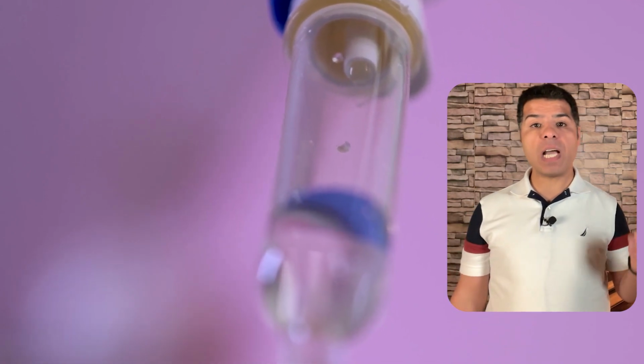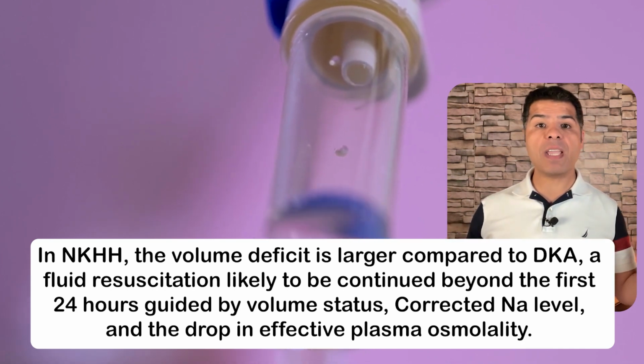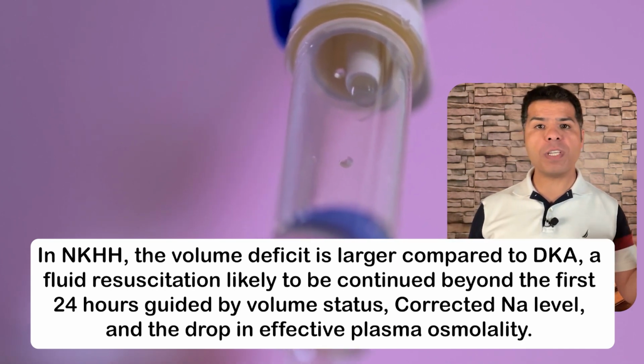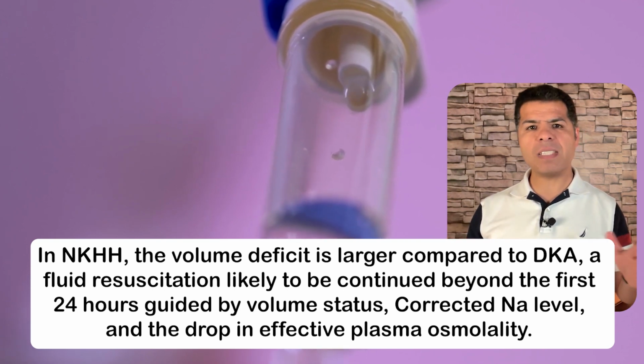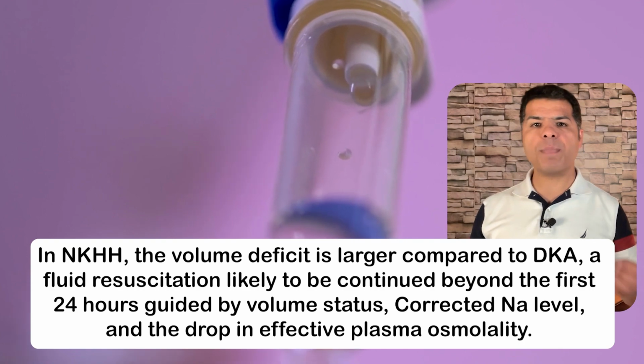In nonketotic hyperosmolar hyperglycemia, the volume deficit is larger compared to DKA. Fluid resuscitation is likely to be continued beyond the first 24 hours, guided by their volume status, corrected sodium level, and the drop in the effective plasma osmolality.